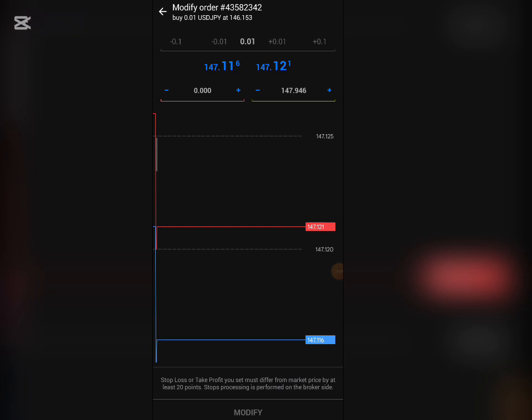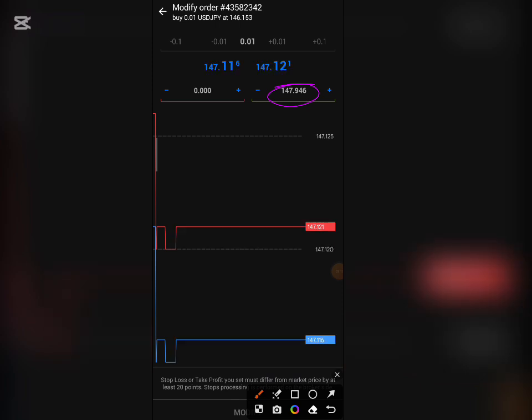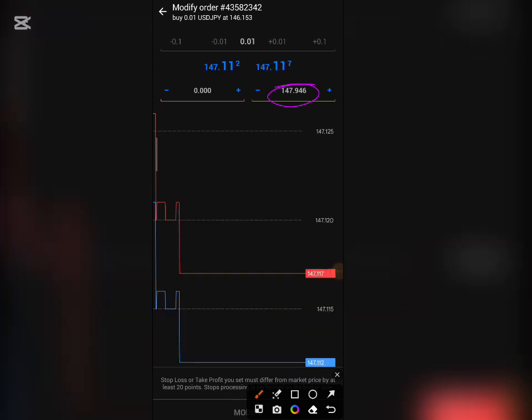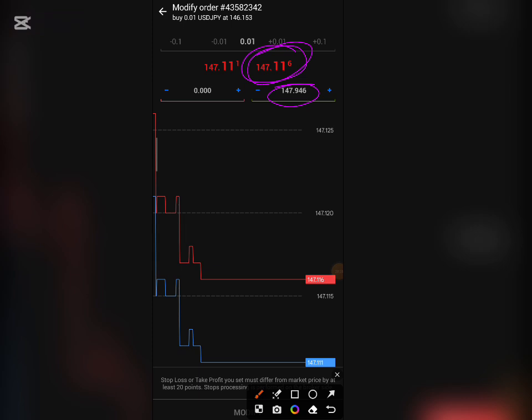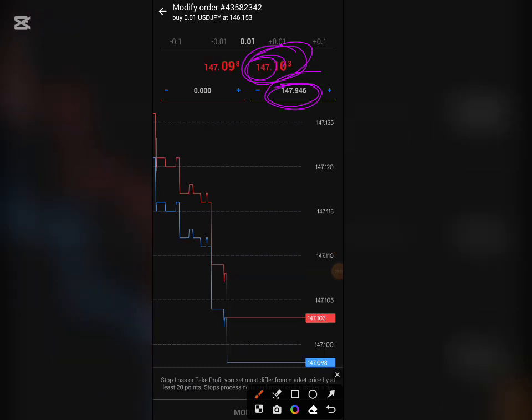And enjoy my life. As you can see, this market is close to my TP. I don't know if you can see that. This is my TP, 147.946. Now this is where the market is currently, 147.11. So it's already close to my TP. Then I just wait for this one to finish whatever it is doing. So that's that about that.